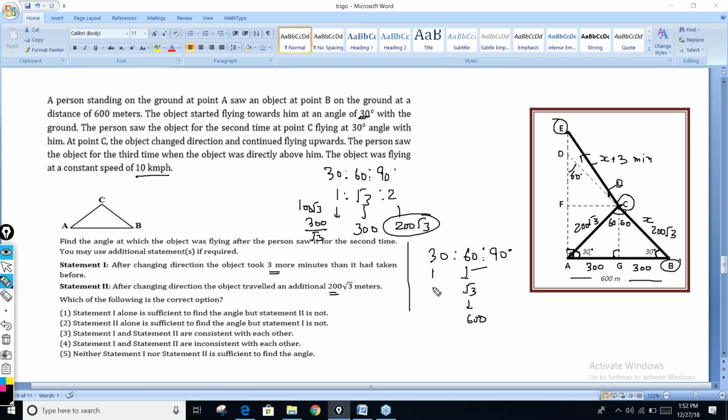तो रूट 3 अगर 600 है तो 1 कितना होगा? 600 upon root 3, और ये होगा हमारा 200 root 3. That is 200 root 3, so this will be 400 root 3. So 30 के सामने वाला साइड ये हो जाएगा हमारा 200 root 3 और 90 के सामने वाला हो जाएगा 400 root 3. So DB will be 400 root 3. अब ये बताओ CB अगर 200 root 3 था तो CD कितना होगा? What is CD? 400 root 3 complete है, ये 200 root 3 है, so DC will be also 200 root 3.